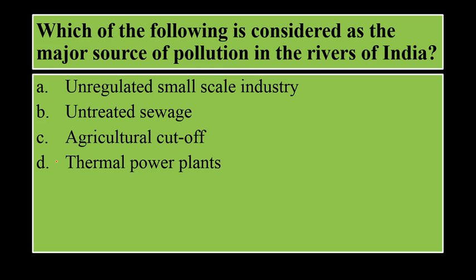विच ऑफ द फॉलोइंग इज कंसिडर्ड एज अ मेजर सोर्स ऑफ पोल्यूशन इन द रिवर्स ऑफ इंडिया? जो हमारे रिवर्स हैं इंडिया के, उनमें मेजर सोर्स ऑफ पोल्यूशन क्या है? अनरेगुलेटेड स्मॉल स्केल इंडस्ट्री, untreated sewage, agricultural cut-off, or thermal power plants. So if you have seen the rivers, तो रिवर्स में आपने देखा होगा कि जो भी सिटी के वेस्ट वाटर है या सीवेज वाटर है वो डंप होता है in the rivers of our country. So untreated sewage is considered as a major source of pollution in the rivers.